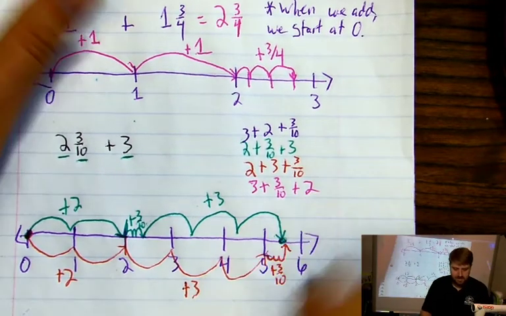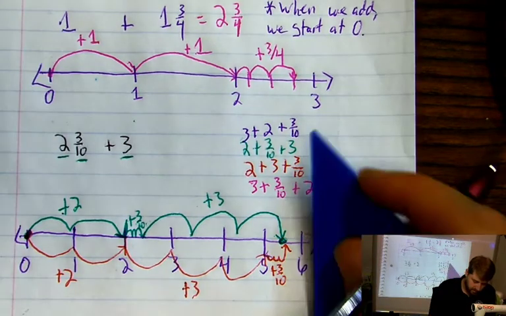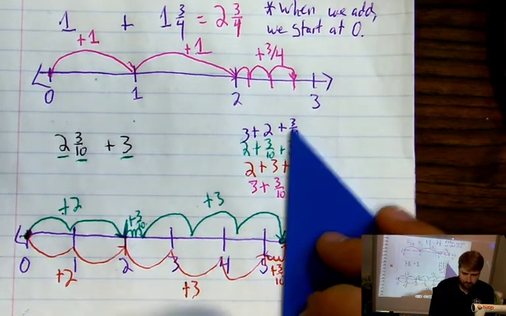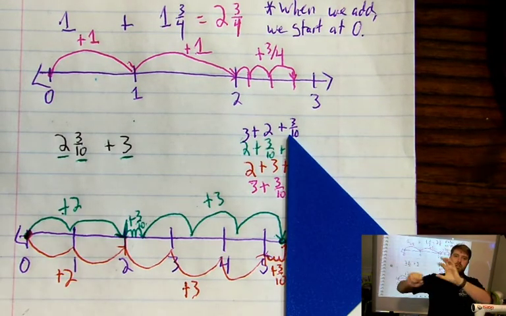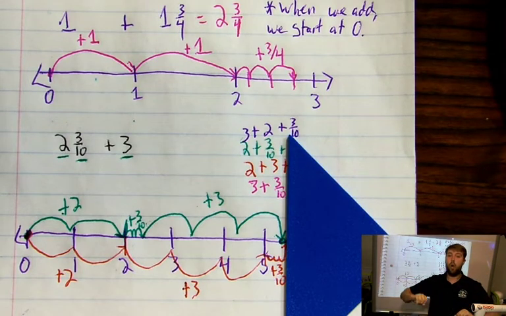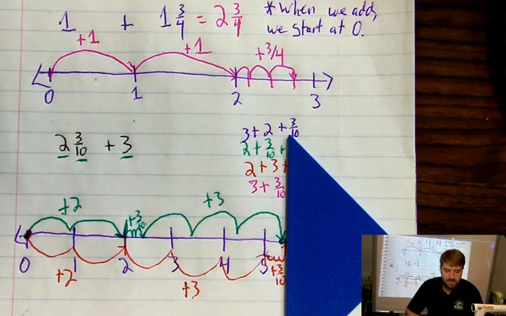Now, do we end up in the same spot? Let's take our ruler, or in my case, a triangle. We have ended up in the same spot, whether we did 2 plus 3/10 plus 3, or 2 plus 3 plus 3/10. So the order we did them in didn't matter. We ended up in the same spot.